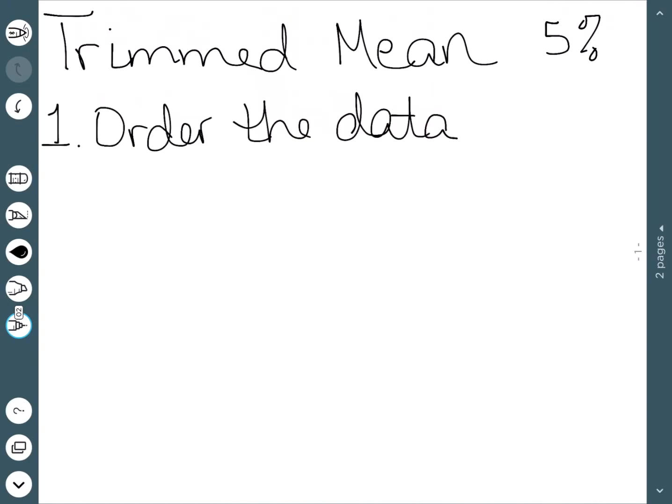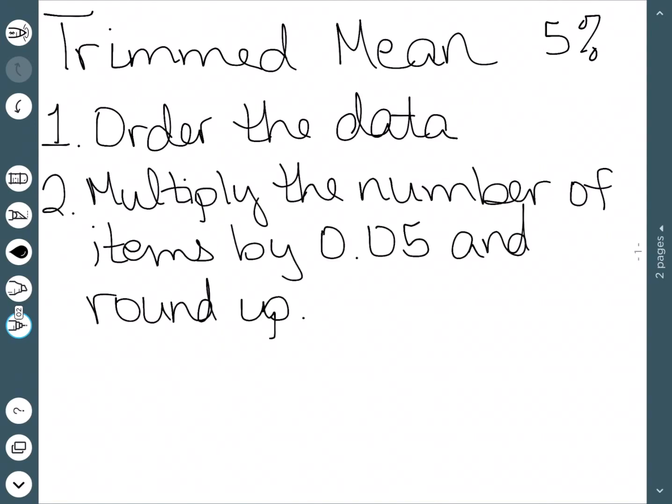Our first step for finding a trimmed mean is to order the data. We do need to make sure that our data is in order from smallest to largest. We're then going to multiply the number of items that we have, the number of data points, by 0.05 and round up. We multiply by this because we're doing a 5% trimmed mean. If you want to do a 10% trimmed mean, you would need to multiply by 0.10. Whatever your percentage of trim mean is, you're going to multiply by that percentage written as a decimal.